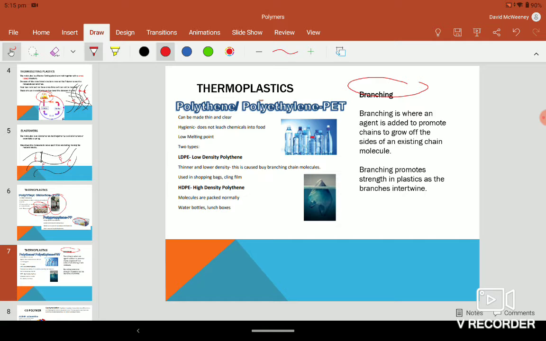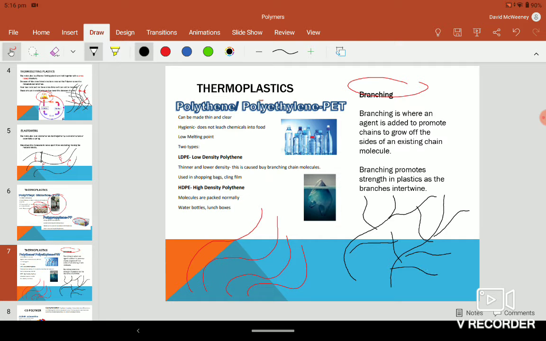Branching is where we add an agent. Again, when I was discussing it, we were talking chain link molecules. They all go like that, all just straight lines. Branching, on the other hand, is where you have something along the lines of this. We add an agent, so you have one chain molecule forms. The agent has been added, and what that promotes is chains coming off the existing chain link molecule, and you can see the two of them intertwining there. Okay, so this promotes strength.